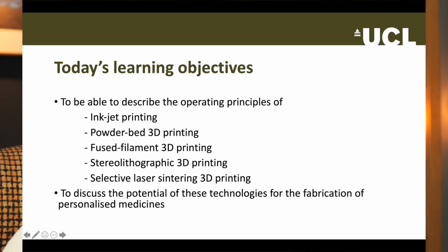As ever, let's start with today's learning objectives, which are shown on the screen in front of you. By the end of the lecture, you should be able to describe the operating principles of a number of printing technologies. I'm going to start by looking at inkjet printing. So by the end, you should have a good appreciation of the two designs of inkjet printer. And then I will cover 4 types of 3D printing technologies: powder bed, fused-filament, stereolithography, and selective laser sintering.